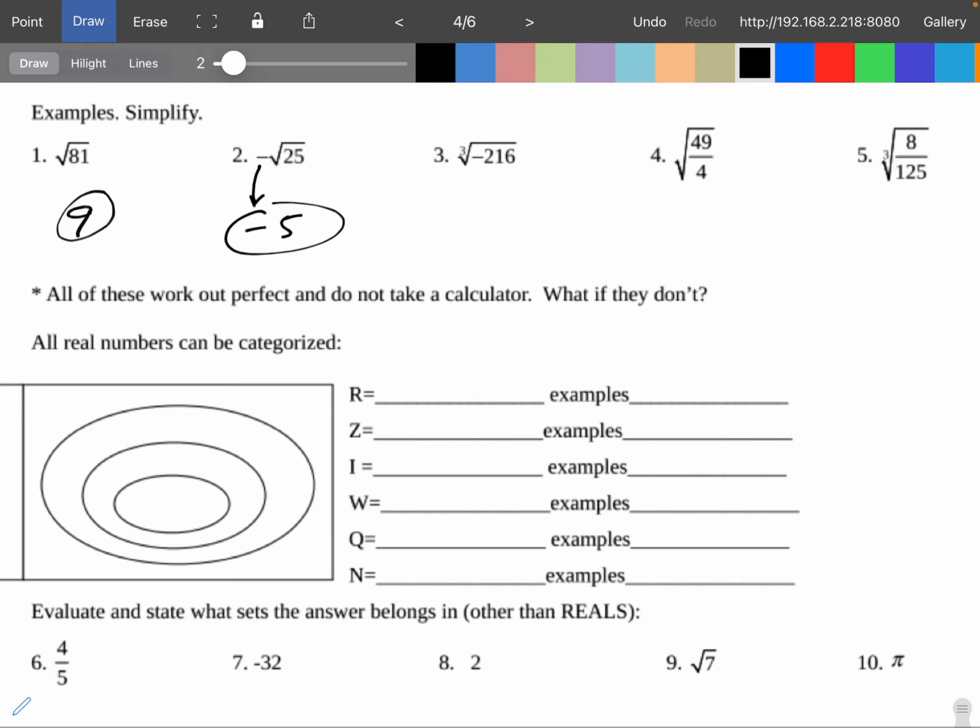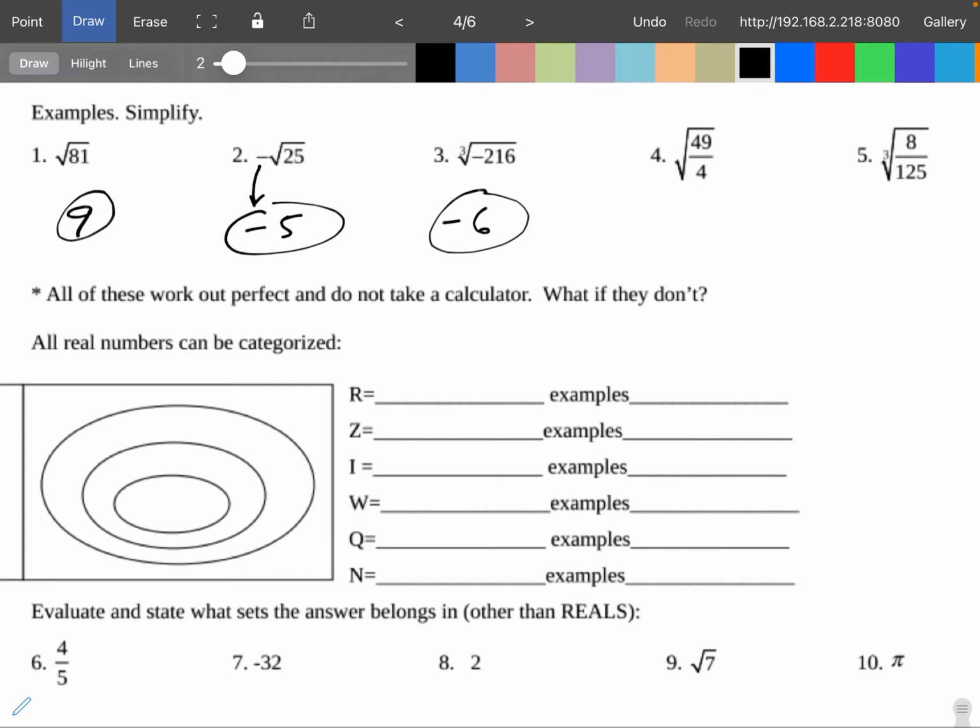All right, the next one, the negative's on the inside. If that was a square root, there would be no answer. But since it's a cube root, or the index is odd, then you can do it. So what number times itself 3 times would give you negative 216? Negative 6. You got to get the negative. So it's a negative 6.